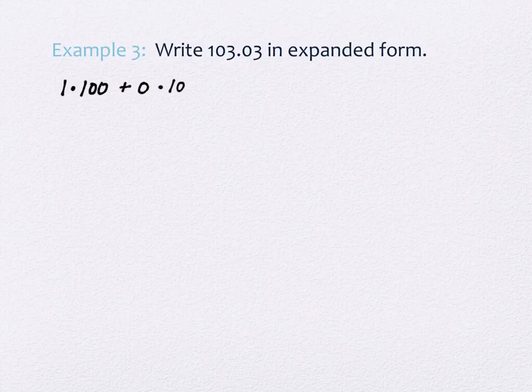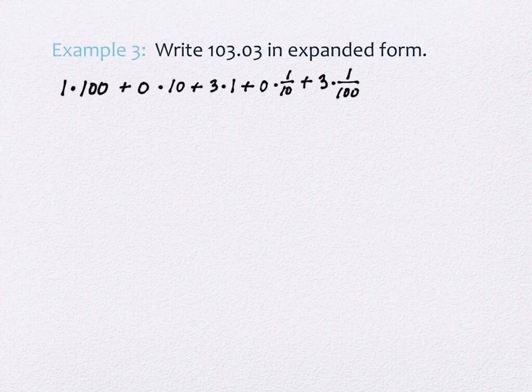There's 0 tens. And then there's 3 ones, so 3 times 1. And then I have 0 1/10ths. That would be like my dimes. And I have 3 100ths, and that would be like my pennies. So this is what expanded form would look like.